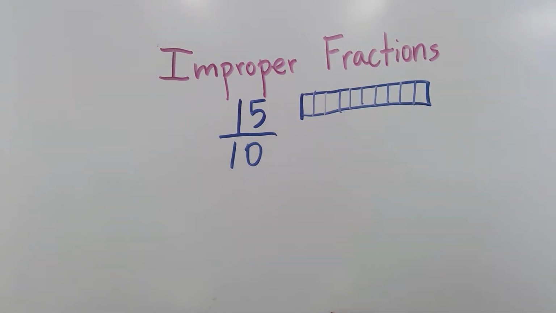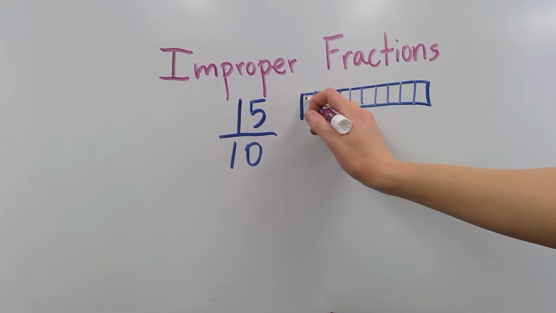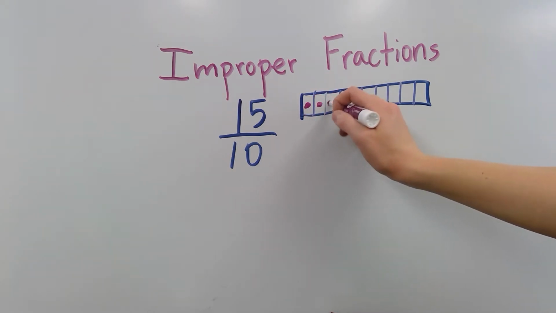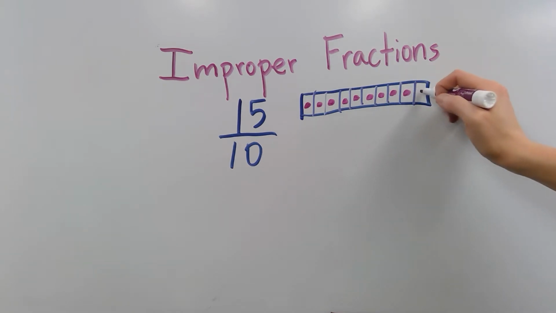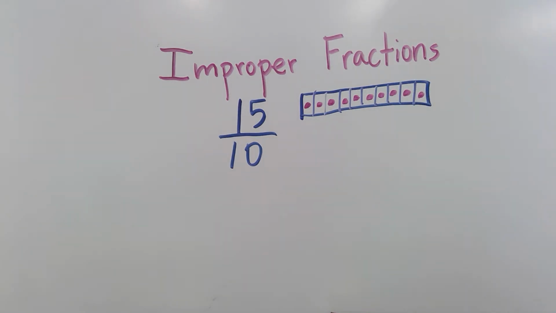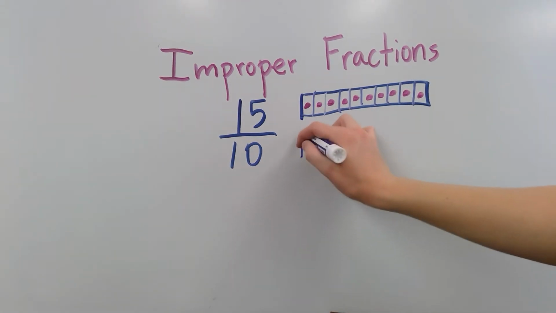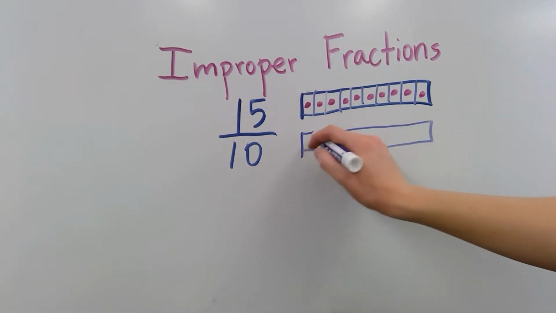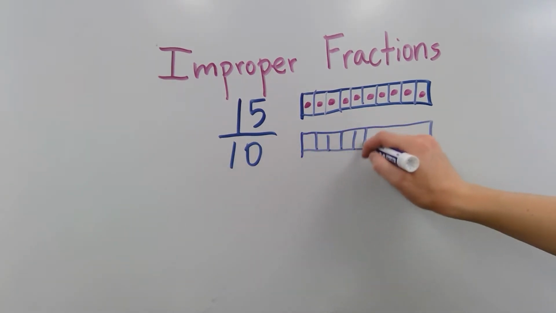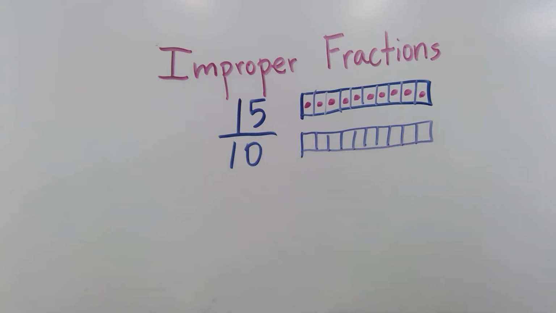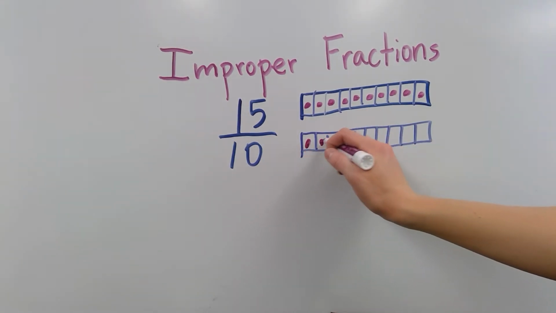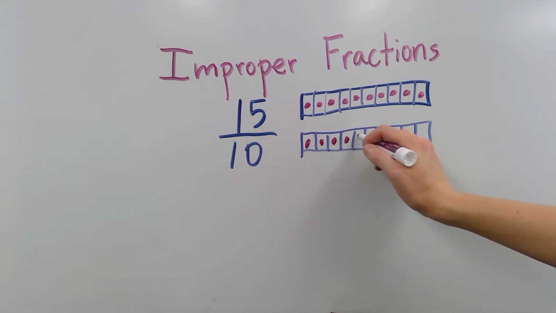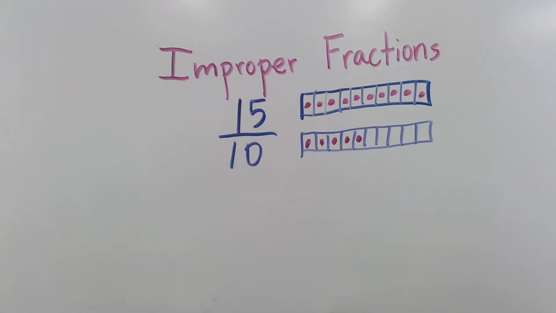And my numerator tells me how many I have, so I have 15. I'm just going to put a little dot in it. 8, 9, 10. So I was only able to fill in 10, so I need to draw another box. And I was at 10, so I just keep counting 11, 12, 13, 14, 15.